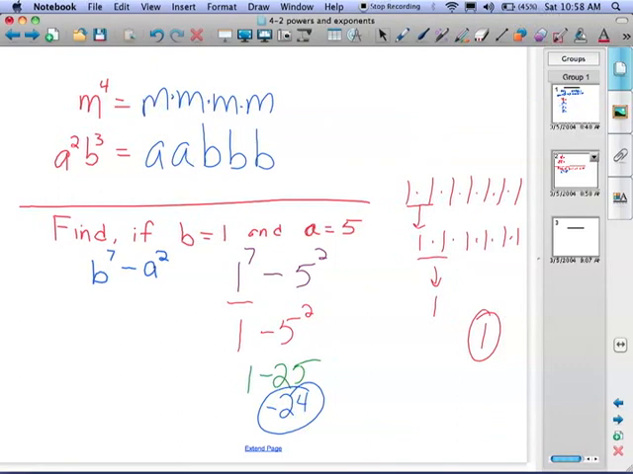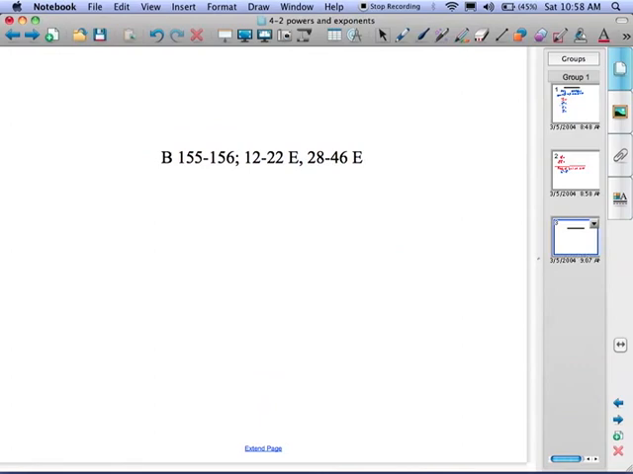So most of your work today is writing things in expanded form. You may have to solve some problems out with some more simple numbers. Your homework tonight is on pages 155 and 156, problems 12 to 22, the evens, and then moving ahead, doing problems 28 to 46, the evens.